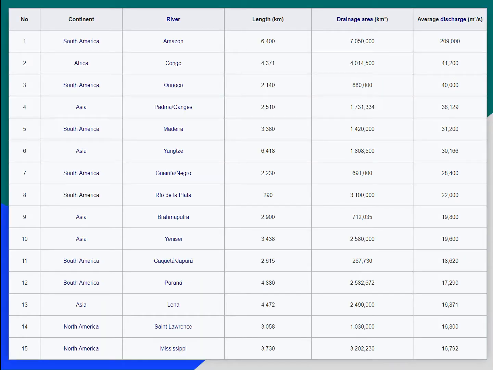Now, if we want to look at rivers all over the world, the largest river is the Amazon. That is based on both drainage area and the average discharge. So if you look, the discharge here is measured in cubic meters per second rather than CFS, because these numbers are in metric versus our American units. But the Amazon has an average discharge of 209,000 cubic meters per second.